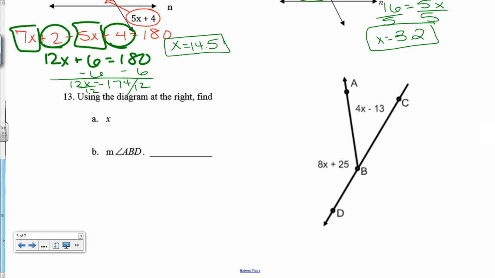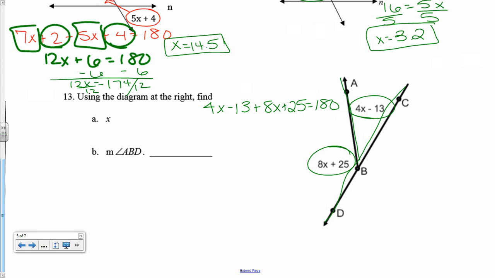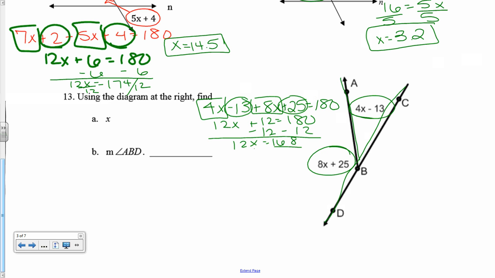Number 13, well, I have a line here, and I have two angles, so I know these are a linear pair. Linear pair are supplementary, so I add them together to find x. And they have to equal 180 degrees. So then, combine my like terms. 12x plus 12 equals 180. Subtract the 12. Divide by 12. I get that x equals 14.